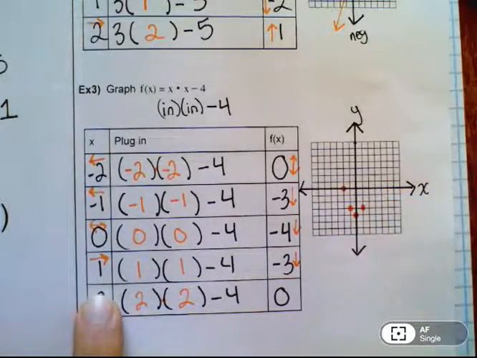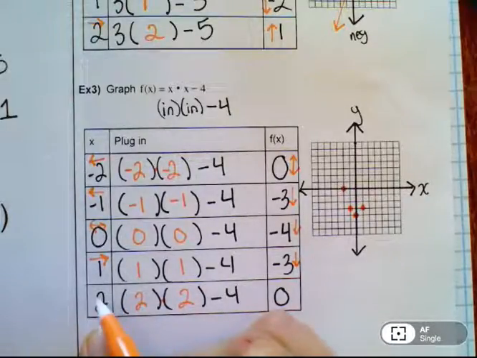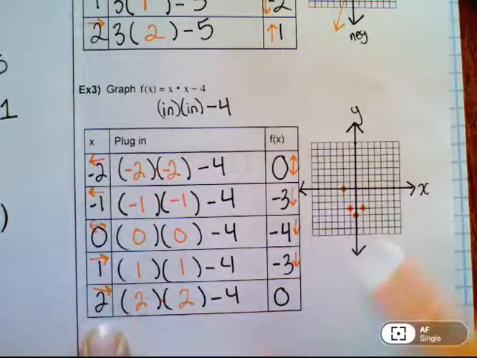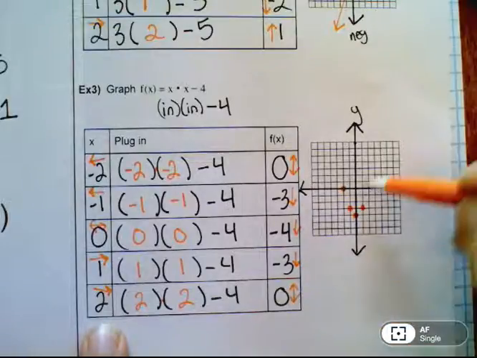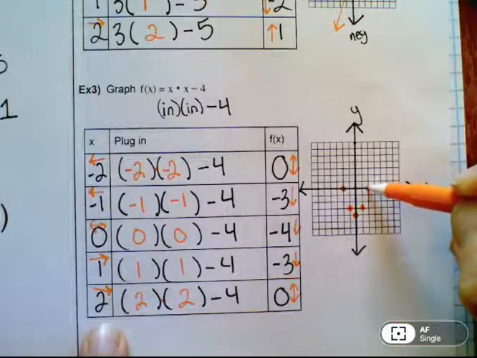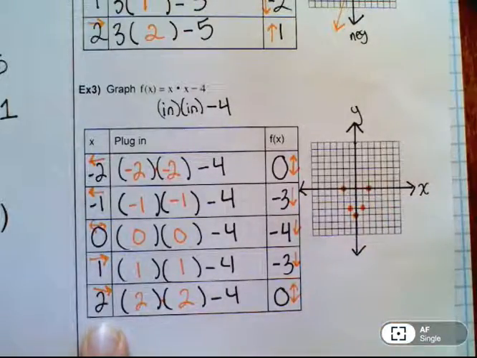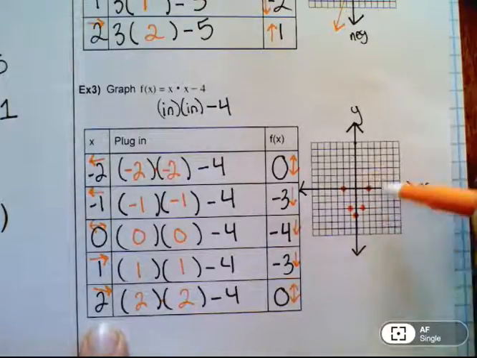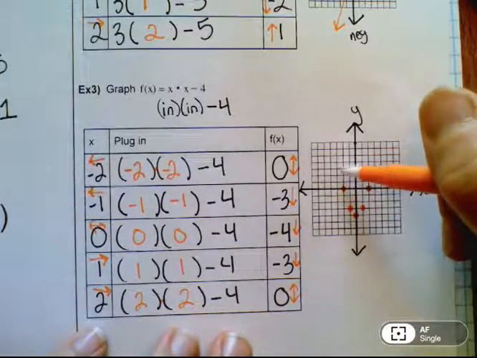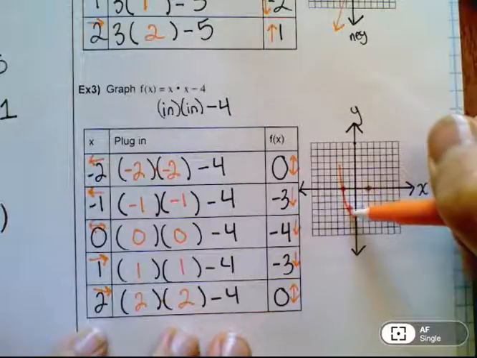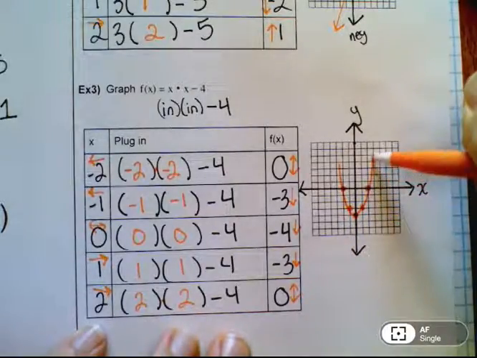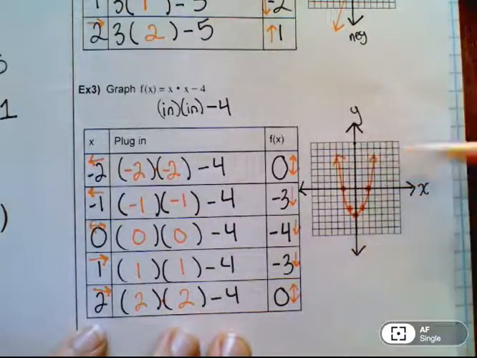Remember to pause if I'm going too fast. Positive 2 means 2 to the right, up and down 0. 2 to the right, boom. This is a quadratic function. It makes this nice little U, and so if you want to, you can connect them with a nice curved U. You don't have to, but it's kind of nice.